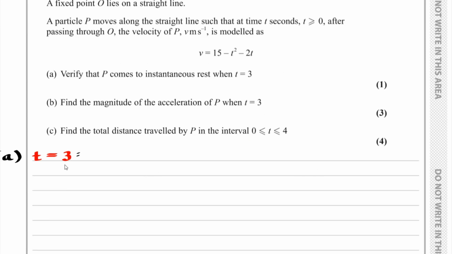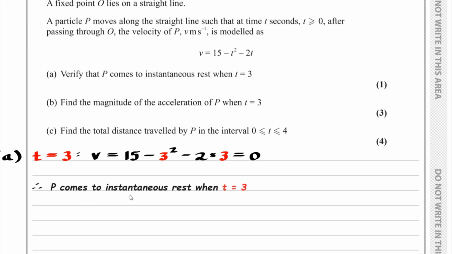So for part A, when t equals 3, we have v = 15 − 3² − 2 × 3, and if I work this out, 15 − 9 − 6 is indeed 0, which means P comes to instantaneous rest when t is equal to 3. For part B, we have to find the magnitude of the acceleration of P when t is equal to 3.